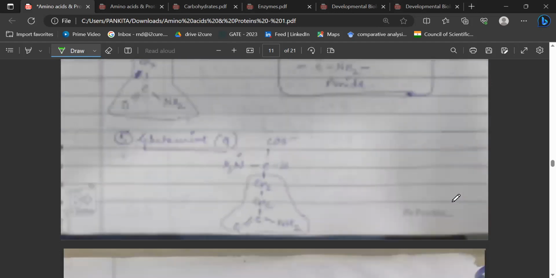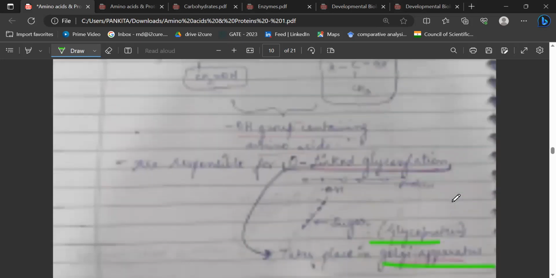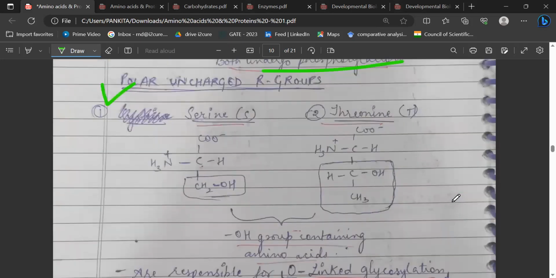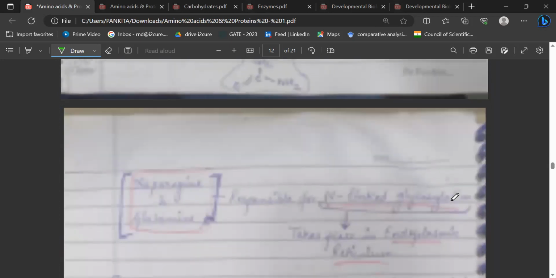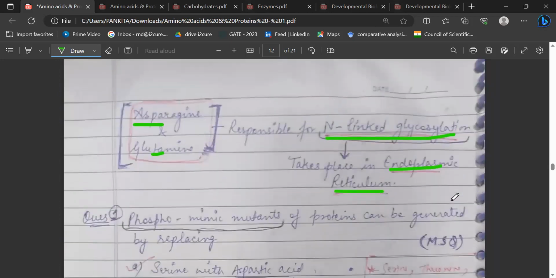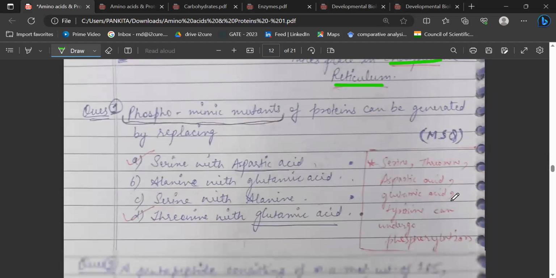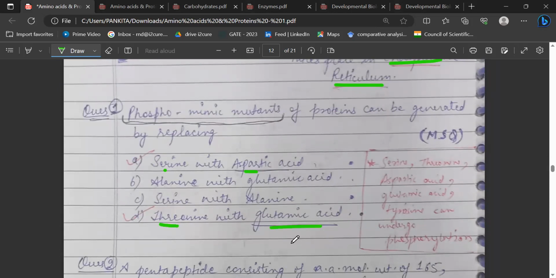So we know that serine and threonine are responsible for O-linked glycosylation in the Golgi apparatus, while the amino acids asparagine and glutamine are responsible for N-linked glycosylation that happens in the endoplasmic reticulum. For example, a question they ask: phosphomimic mutants of a protein can be generated by replacing what? So we have these two. Serine can be replaced by aspartic acid and threonine can be replaced by glutamic acid.